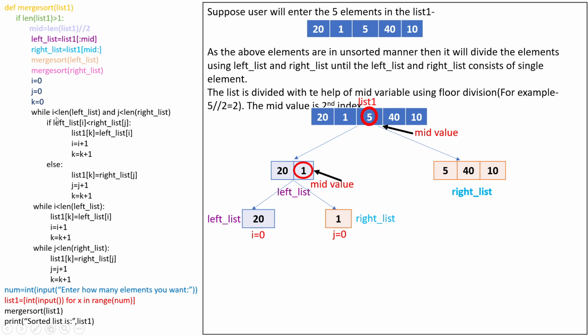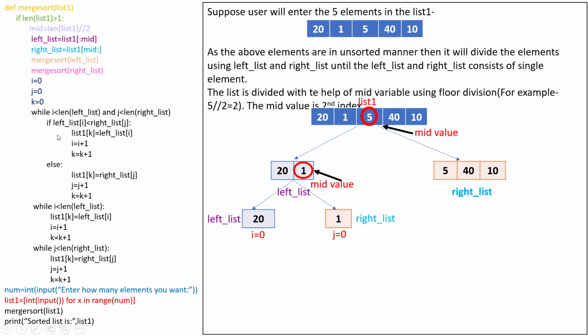While I less than length of left list. I is what? Initially 0. So 0 less than length of left list. Left list has a length of 1. 0 less than 1, true. And j less than length of right list. J is also initially 0. 0 less than length of right list. Length of right list is 1. 0 less than 1, true. Both of the conditions are true, so it will execute this while loop.